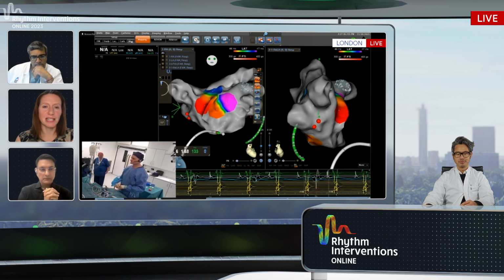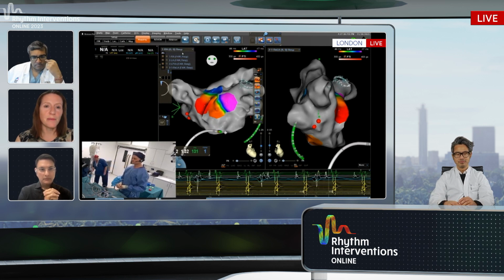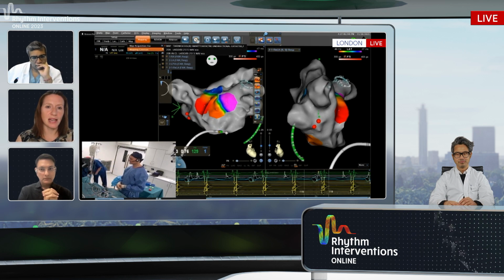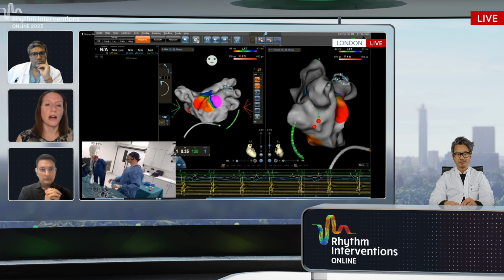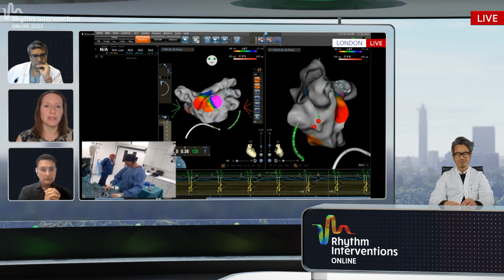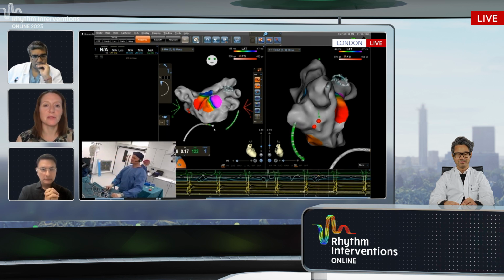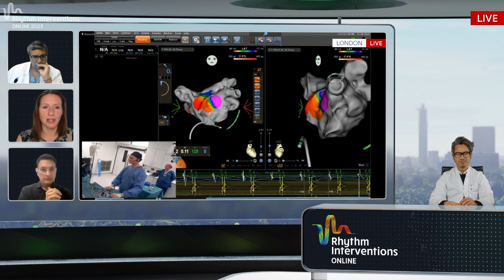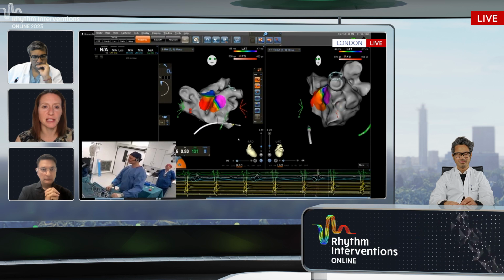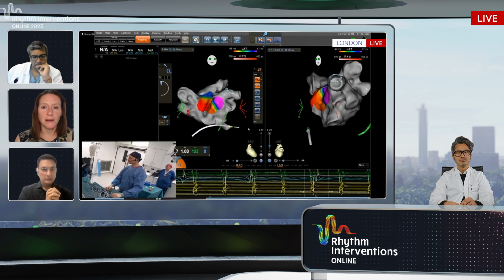I think entrainment is very useful, but I probably do look at the activation map first and then use entrainment to confirm what I'm seeing, or to help elucidate things if the activation map is not clear, for the reasons that Richard has said, that it can sometimes change things. But I do think entrainment is very important.